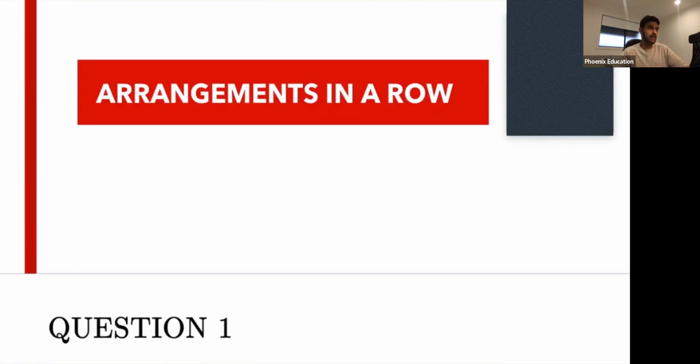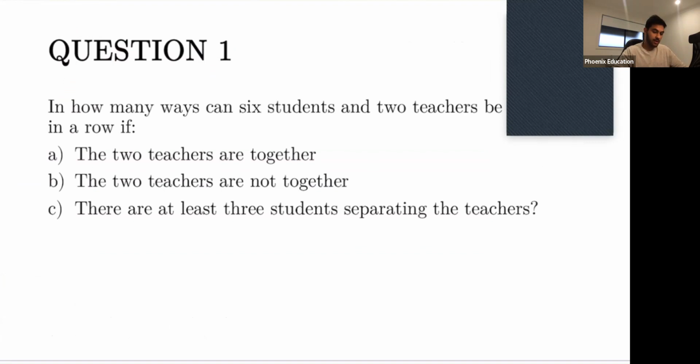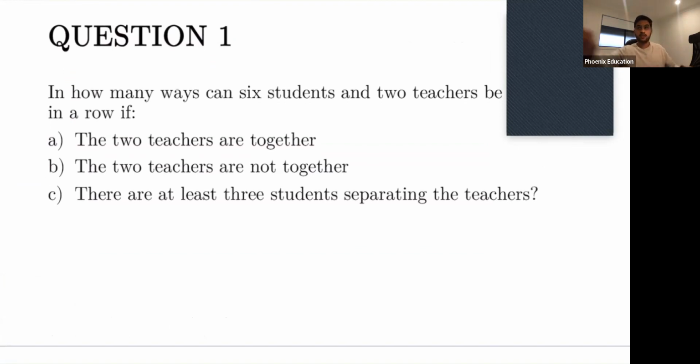Let's start by looking at arrangements in a row. Now, some of these we will need to skip. So this first one we will do together. So have a read of this. See if you know how to do it. Part A and B should be pretty easy, but part C is one that's tricky. So have a read of this if you know how to do it.